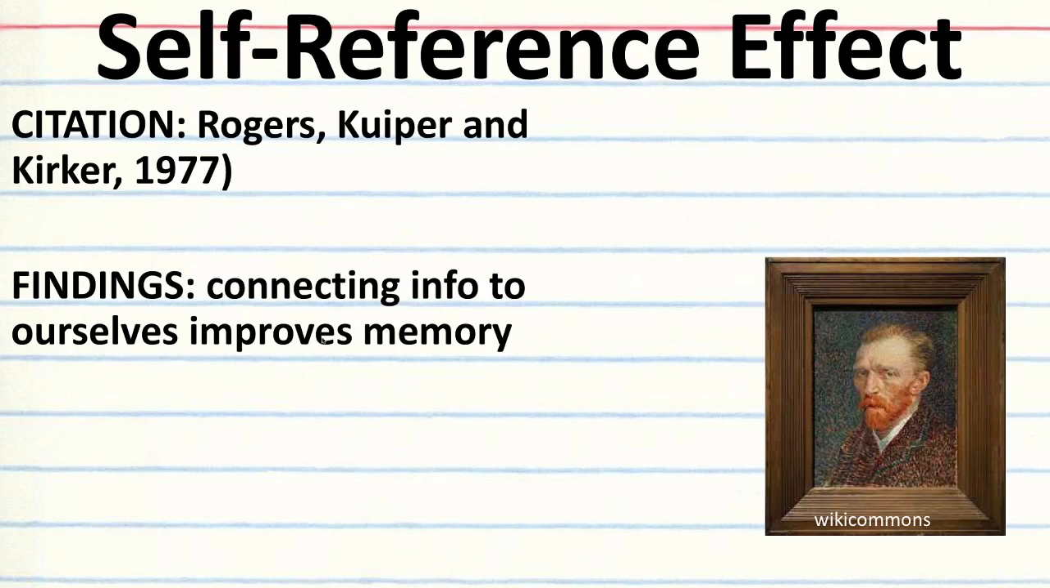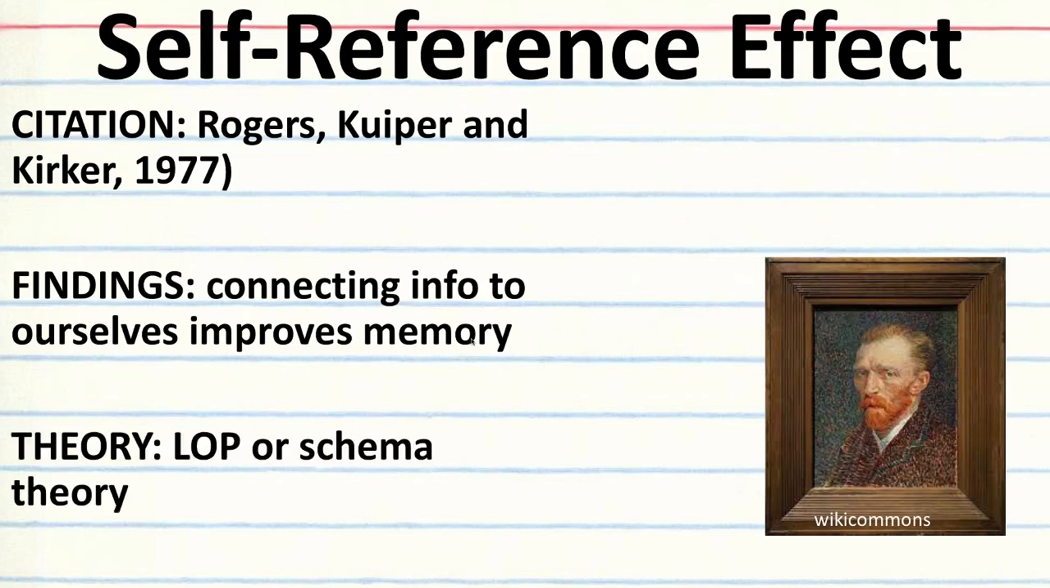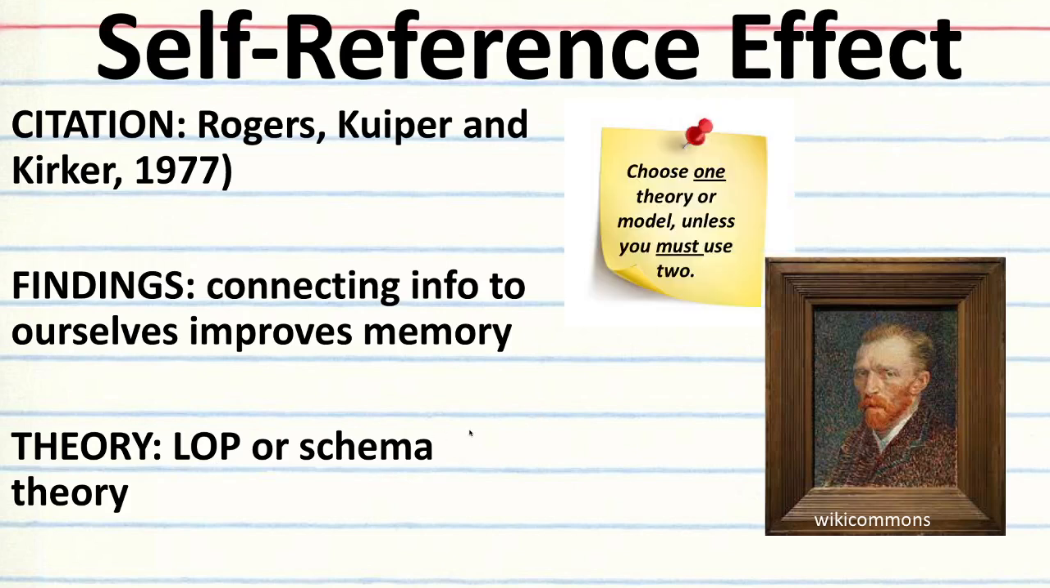What they find is that if you connect the information to yourself in some way, it's self-reference, so you make meaning, does it apply to you, make some sort of connection to your own person, this improves your memory. So this is to do with levels of processing. It's almost another type of level of processing along with structural, phonological, and semantic. We have self-referent processing. Could also be relevant to schema theory, so either of those.